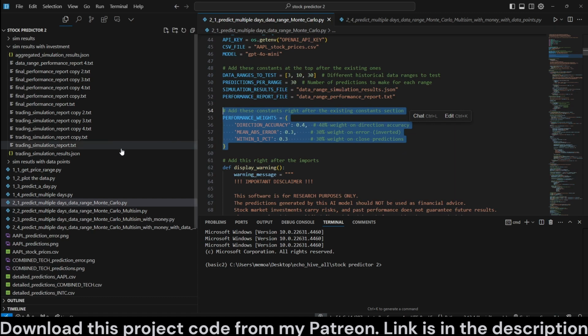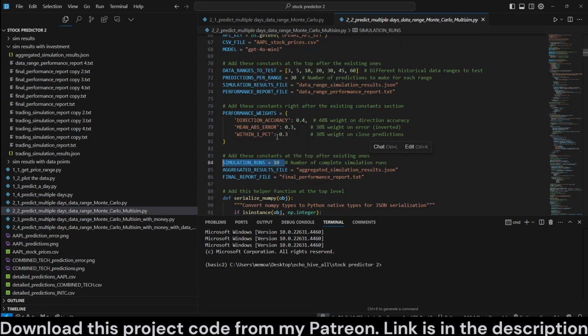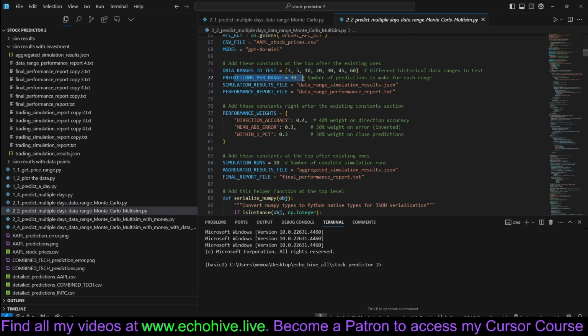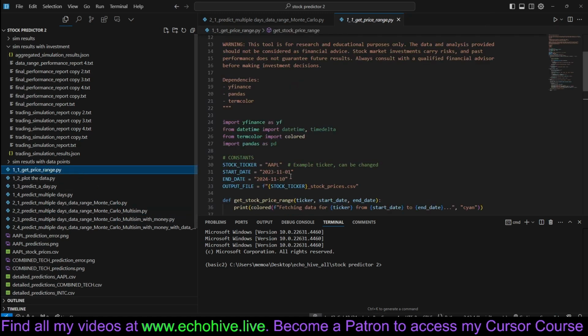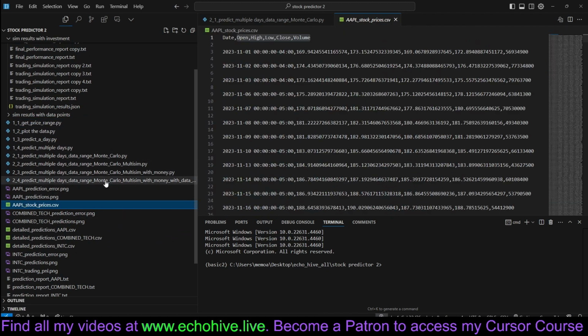You can change these. But in the second one, we introduce simulations to enhance this, a Monte Carlo simulation. So now we can test as many ranges as we like. We can also specify a particular model and run this simulation across these data ranges, making this many predictions, and run this 10 times. This script will run it 10 times. You can also specify your model and the prior files which will also be included with this, such as get price range. You can specify a stock ticker, and it'll download the necessary information which you can use.